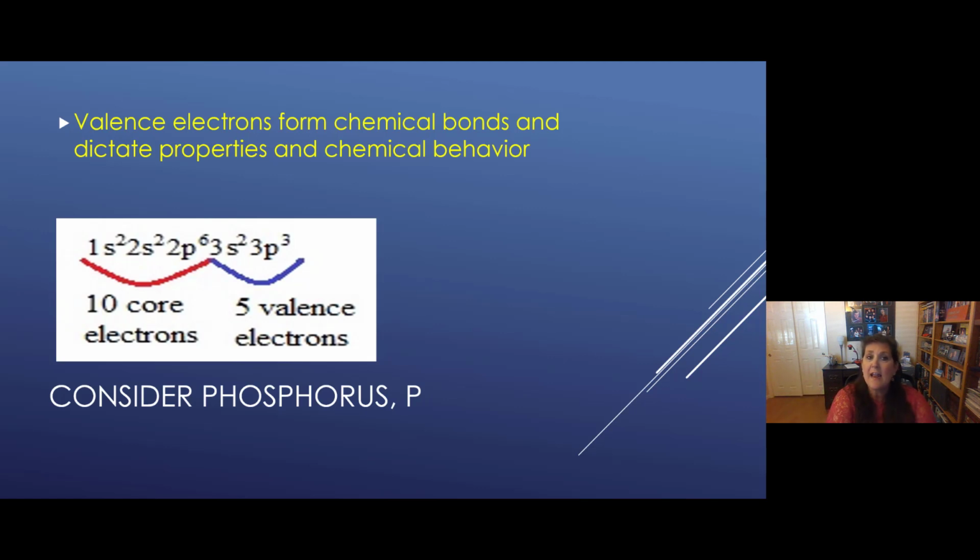So all the electrons that have a 3 get added up together. Again, we have 3s2 and 3p3, so 2 plus 3 is 5. 5 valence electrons. Now the electrons in the first and second level are inside. They're called core. There happens to be 10 of them, but no one cares.